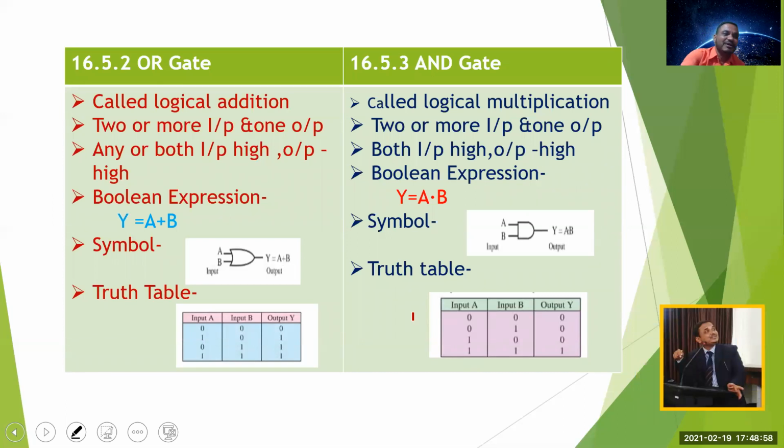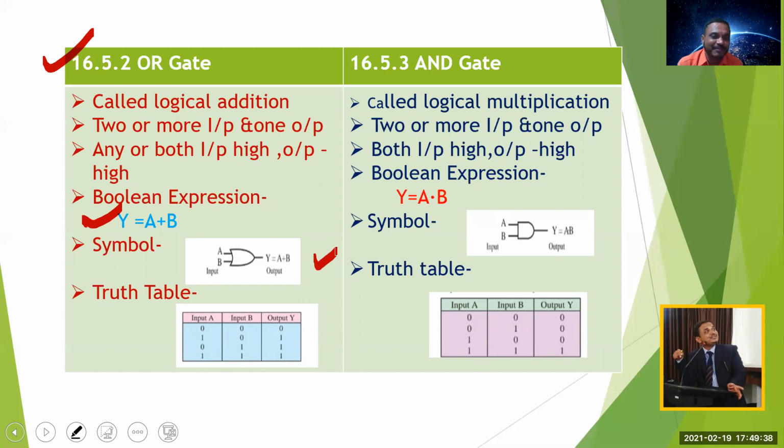Now see another type of gate, that is the OR gate. It is called logical addition. Here there are two or more inputs and only one output. If any one or both inputs are high, output is high. So its Boolean expression is given by y equal to a plus b. Therefore it is called logical addition. Its symbol is shown in the figure. Here a and b are the inputs and y is the output, so y is given by the equation a plus b, which is called the Boolean expression.